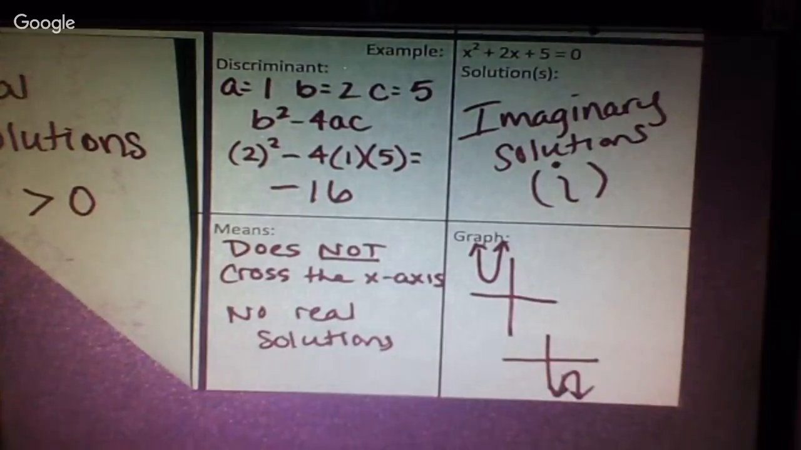How do we tell if it's downward or upward? An upward facing has a positive a value. A downward facing would have a negative a value. So in order for it to be an upward facing U, this would have to be something like y equals 2x squared. This would have to be something like y equals negative 3x squared. Okay. It has to be a negative to be downward facing and a positive to be upward facing.